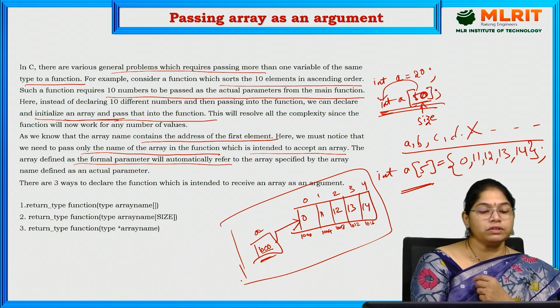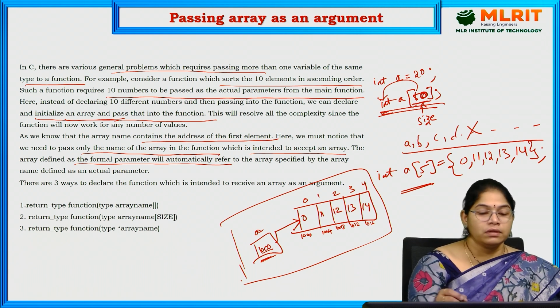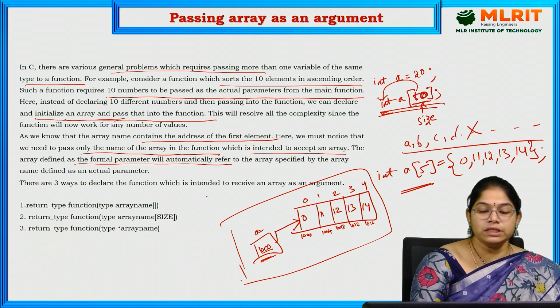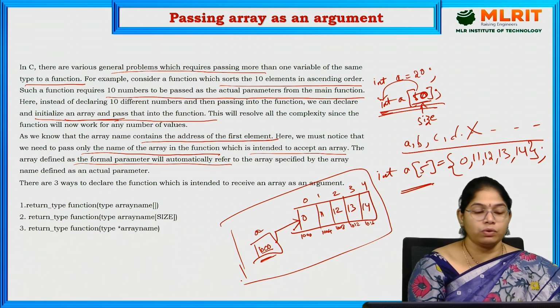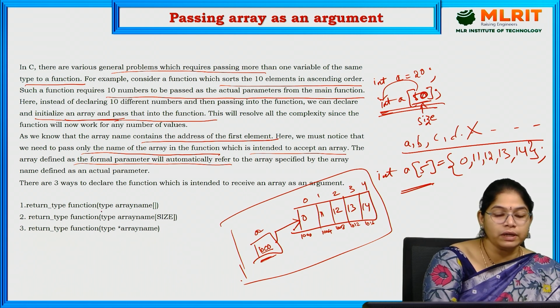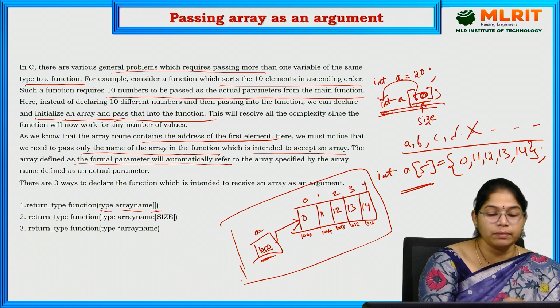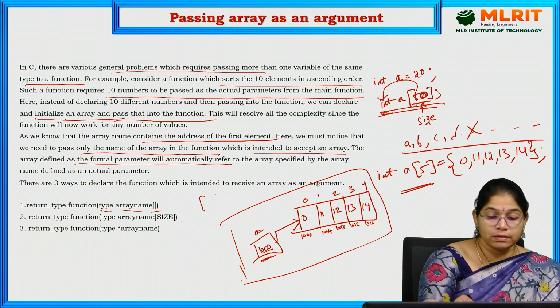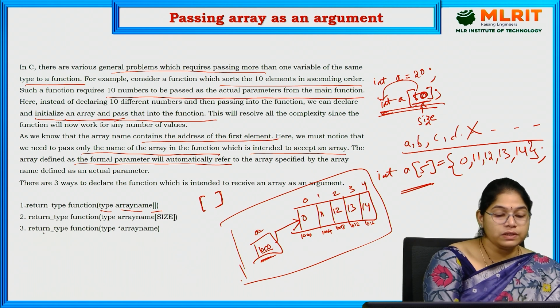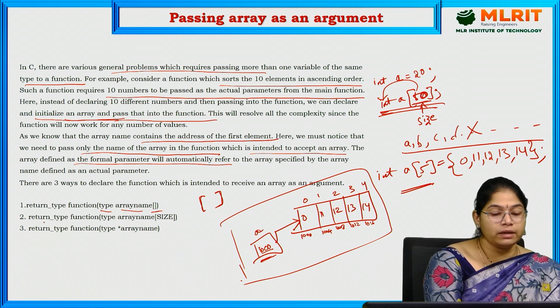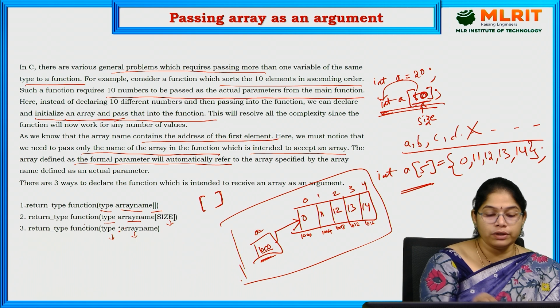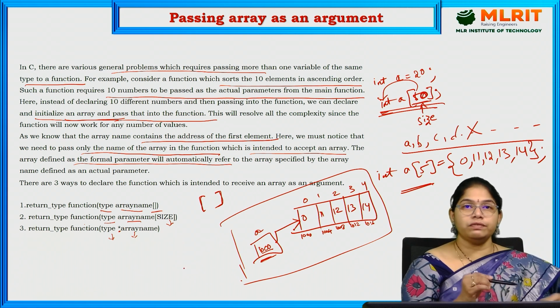There are 3 ways to declare the function which is intended to receive an array as an argument. Those are: return type, function name, type, array name and a subscript, because the array is represented with a subscript. Otherwise, we can declare in this way: return type, function name, type, array name, and we can mention the size. Or type, array name, then a pointer. Already told you it will store the address of the first element.